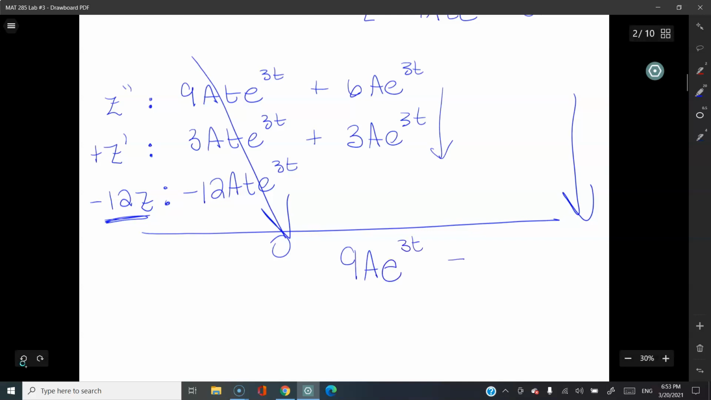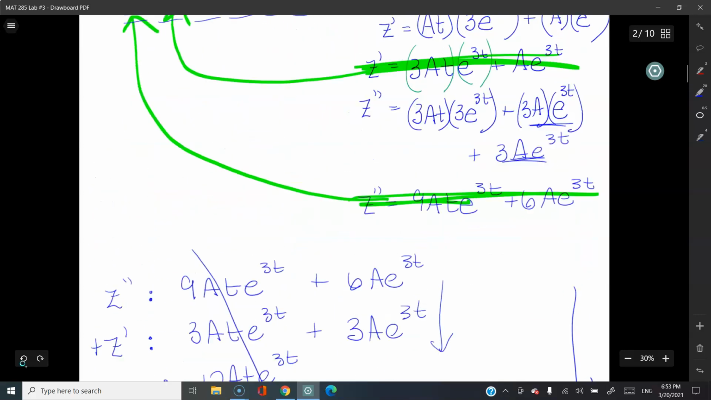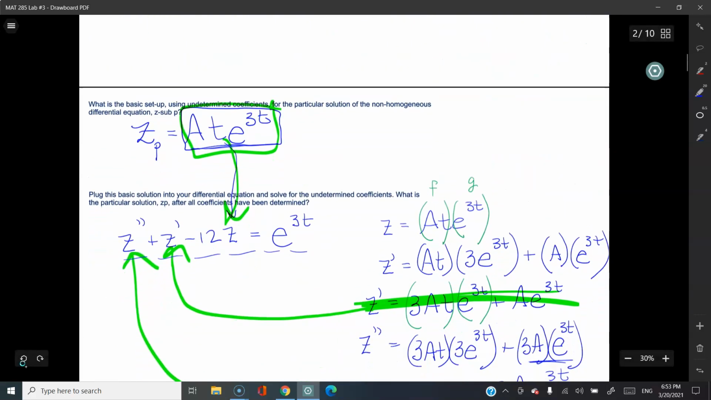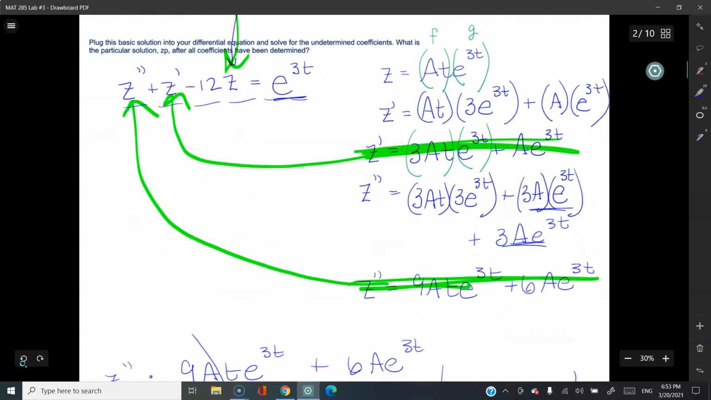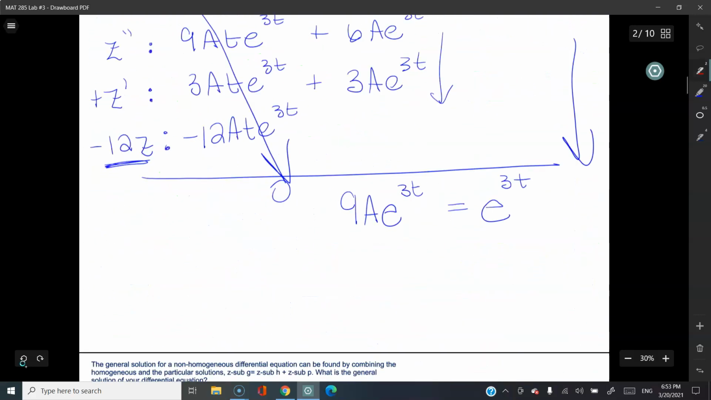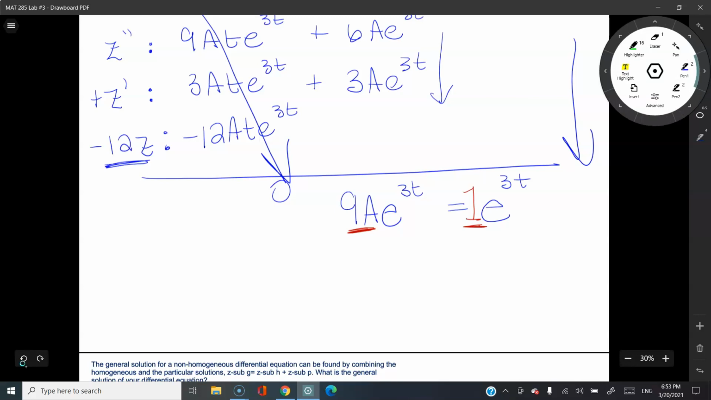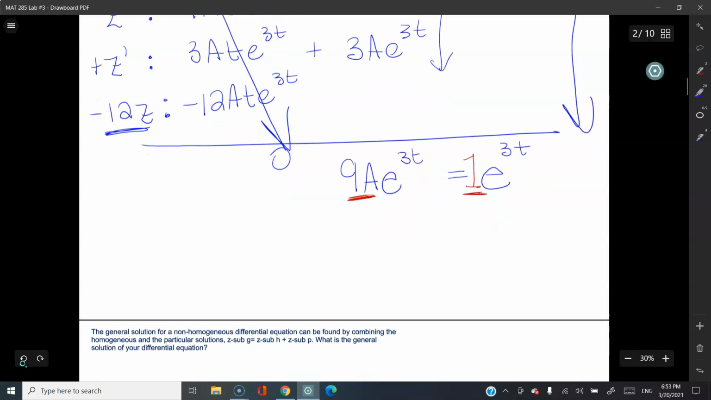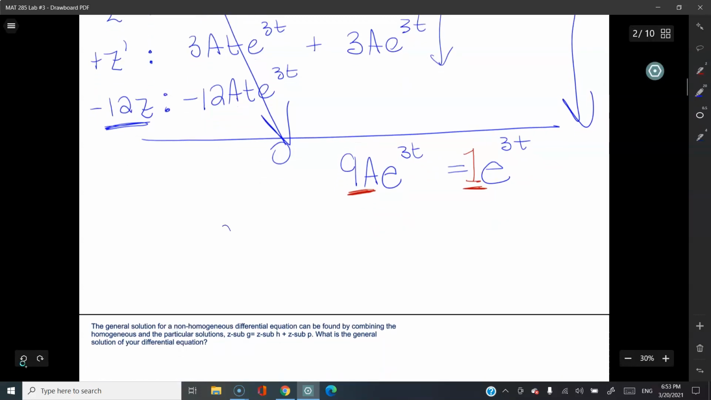And this has to equal whatever was on the right-hand side of our original differential equation, which is right here, which is e to the 3t. On the left-hand side of my equation, I have 9a e to the 3t's. On the right-hand side of my equation, I have 1 e to the 3t. And we're told that these are equal. That means we have to actually have the same amount for each of them. So 9a has to equal 1.